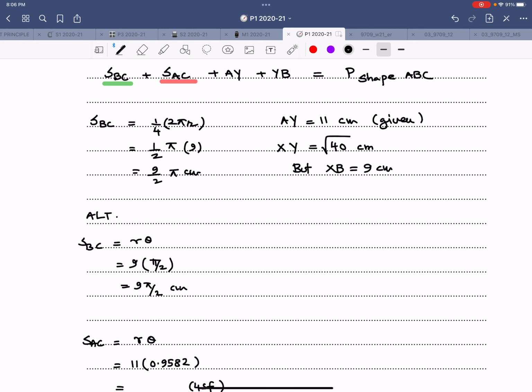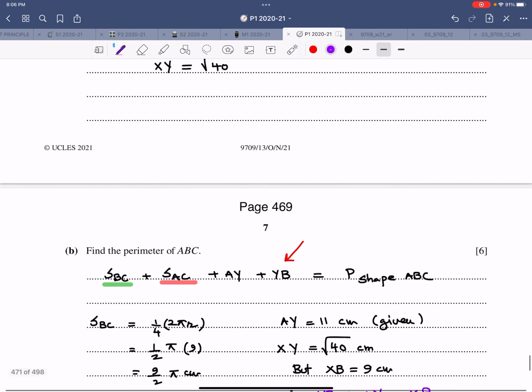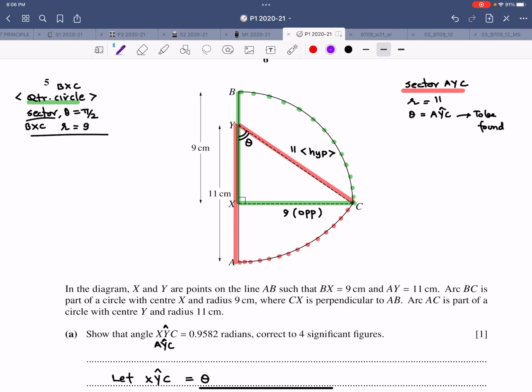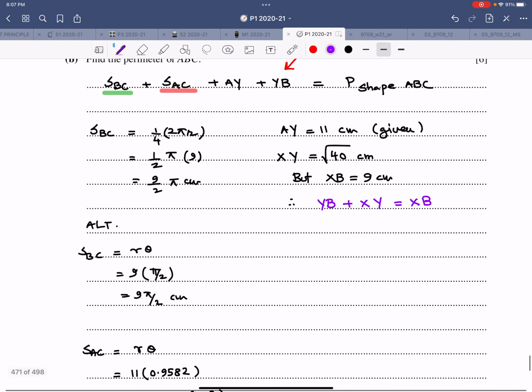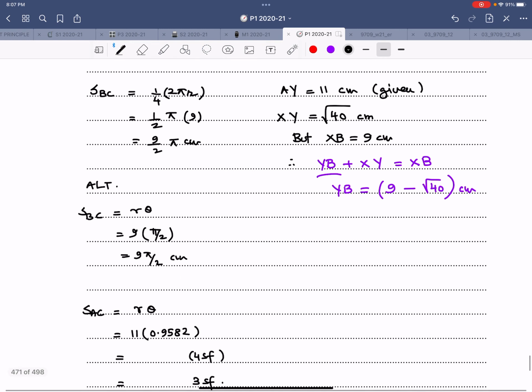Therefore, what are you looking for? You are looking for YB. So YB plus XY equals XB. YB plus YX equals XB. Perfect. So therefore, YB equals 9 minus root of 40. That is the answer for this part. So now you can grab your calculator, and the perimeter of this region, that is 9 pi over 2.